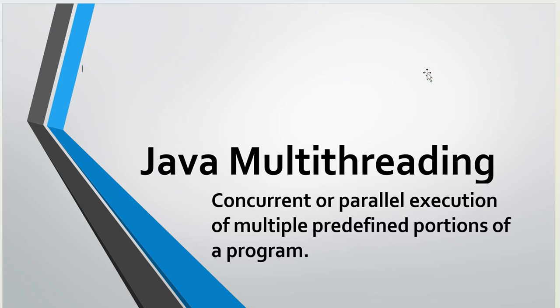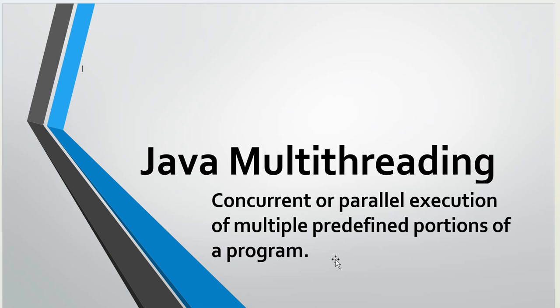Okay, hi all. Now we'll discuss one interesting topic on Java. So that is Java multithreading. What is multithreading? As we have written here, the concurrent or parallel execution of multiple predefined portions of a program. We can define it as a thread, a small portion or a particular task that will be executed.